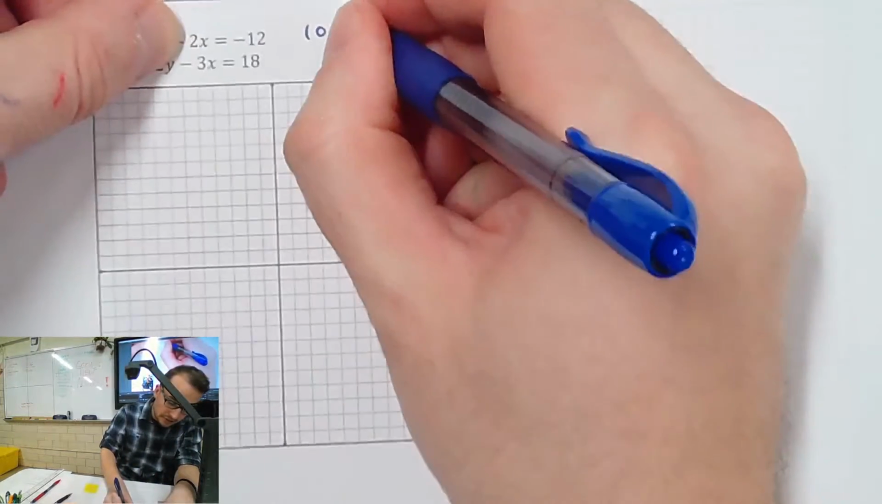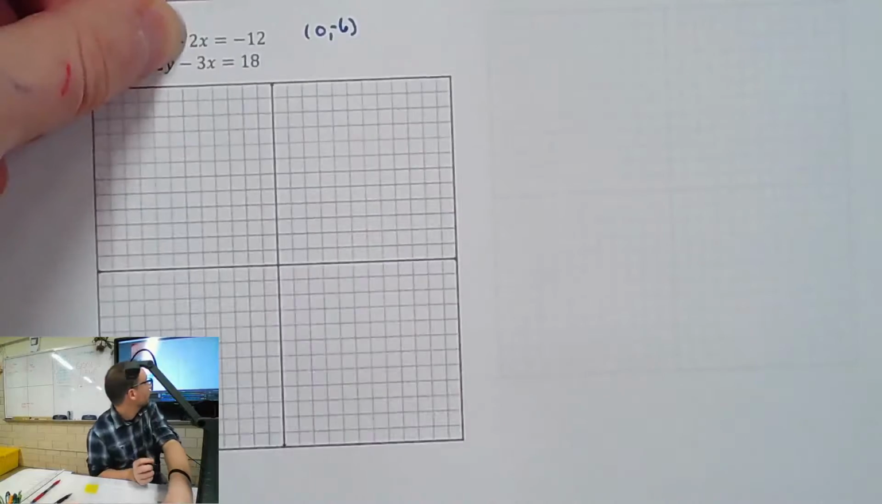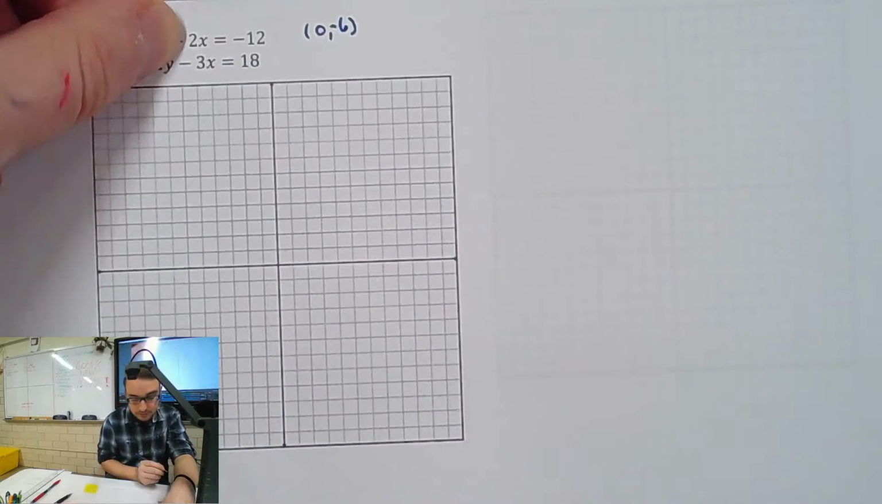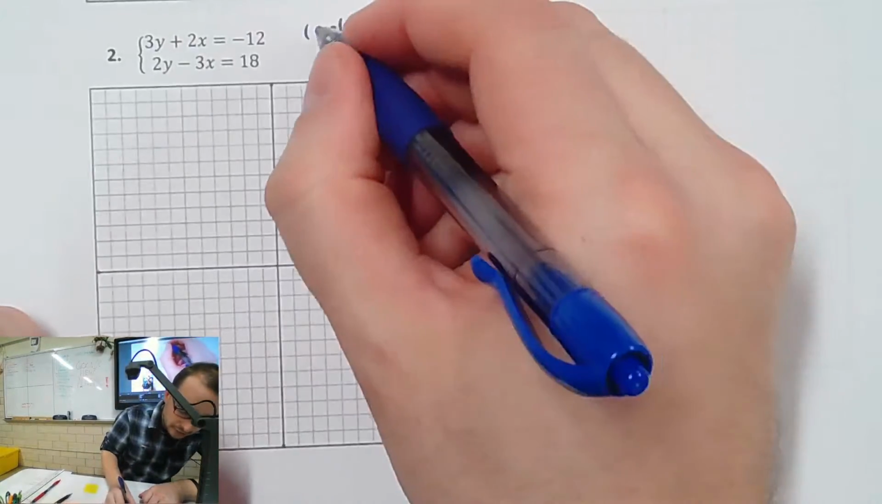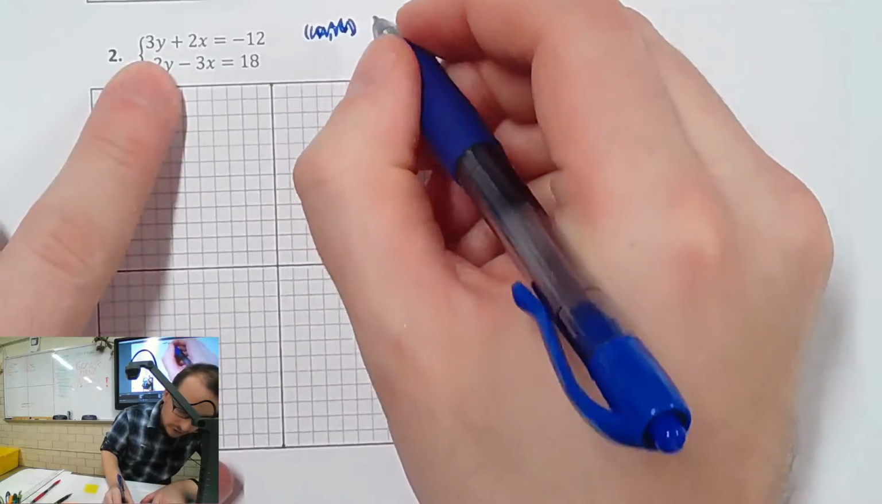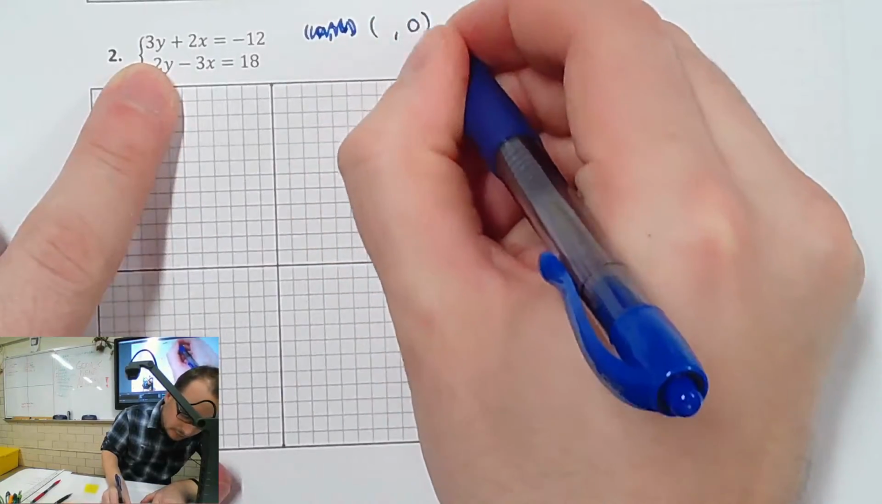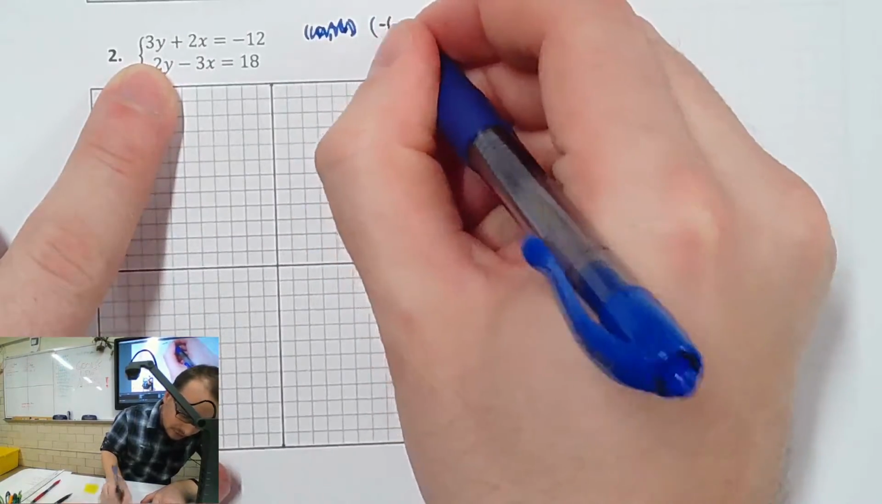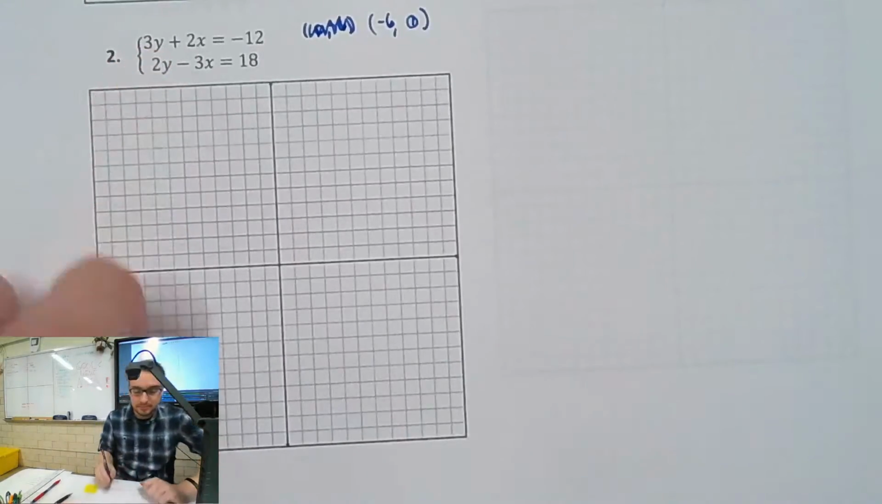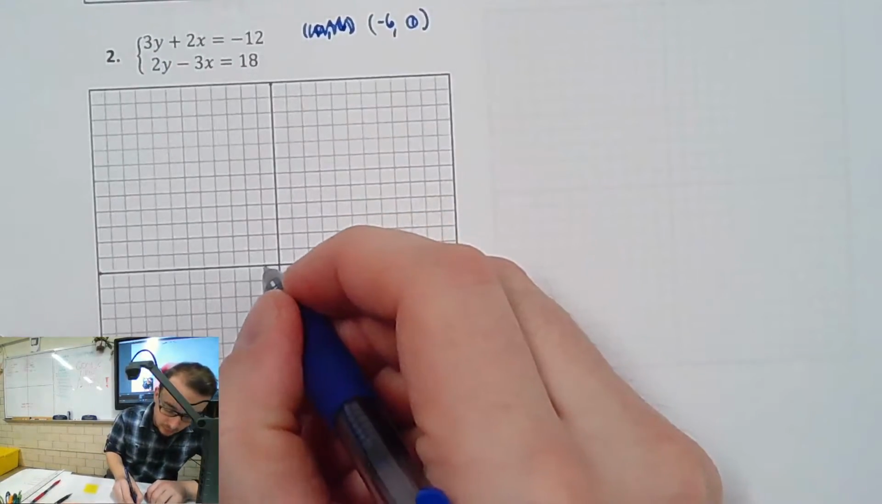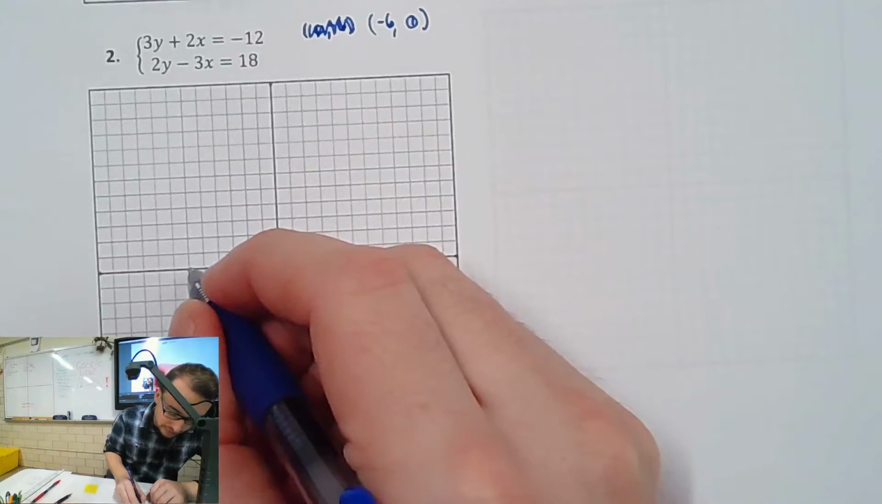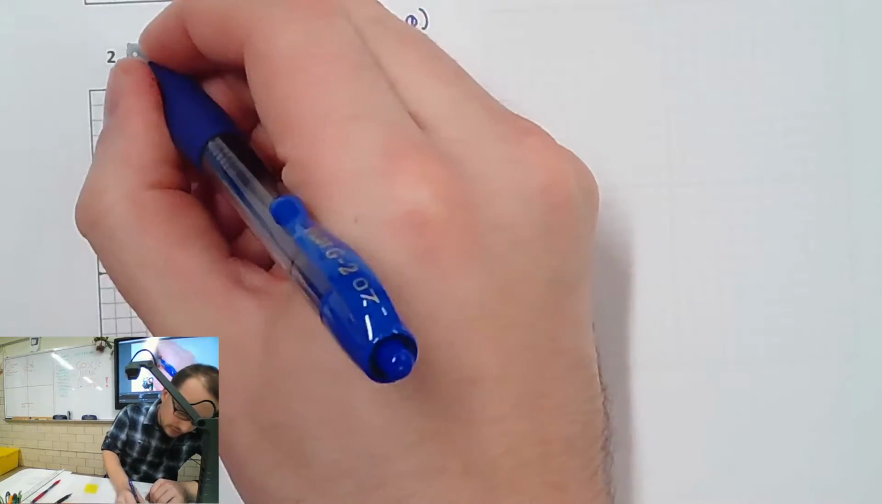Negative 6. So that's the x-intercept. Oh, sorry, the y-intercept. Oh, no, I goofed it. We plugged in 0 for y, and we got negative 6 for x. There we go. My bad. So that's the x-intercept, negative 1, 2, 3, 4, 5, 6 on the x-axis. Right, that's our blue equation.